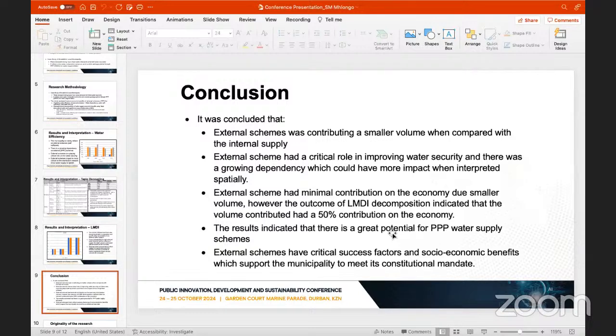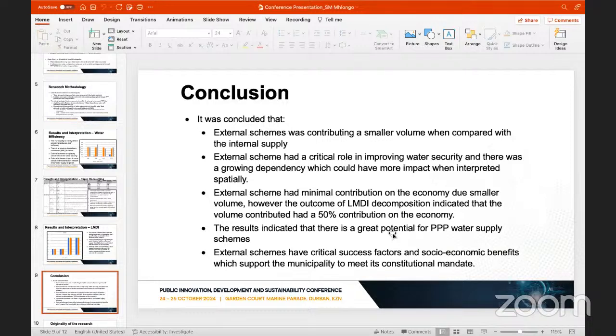External schemes have a small contribution in volume as compared to the internal schemes. The external schemes had a critical role in improving the water security and growing the dependence. The growth in dependence was also witnessed when the external schemes had minimal contribution on the economic growth when you look at it from the Tapio decoupling model. However, when you use an LMDI, the decomposition shows that there was a 50-50 split.